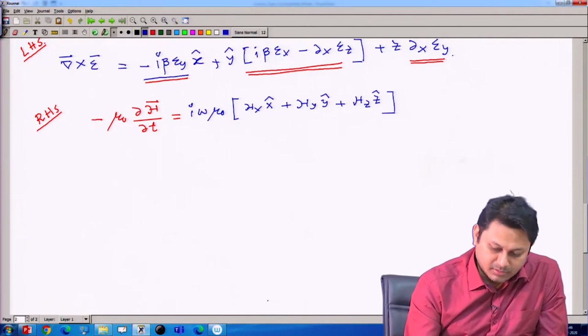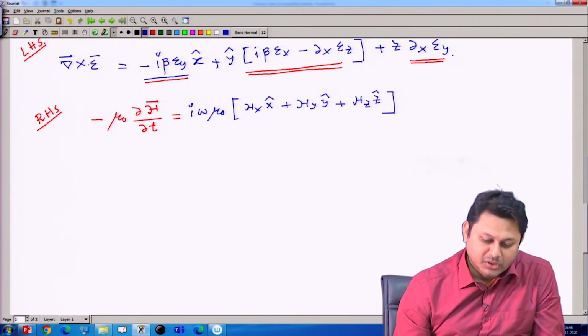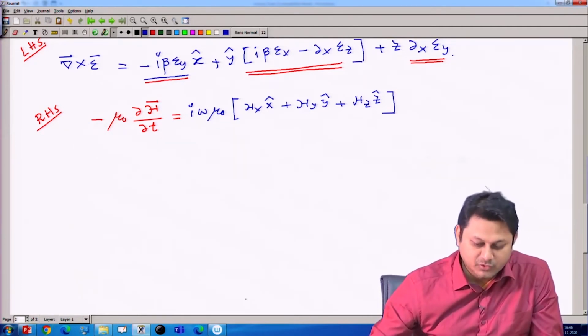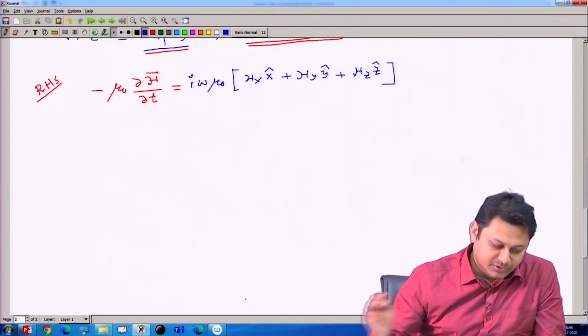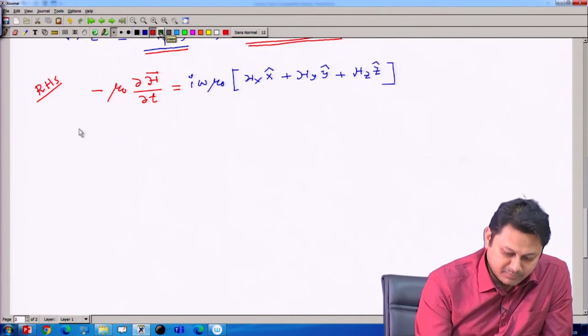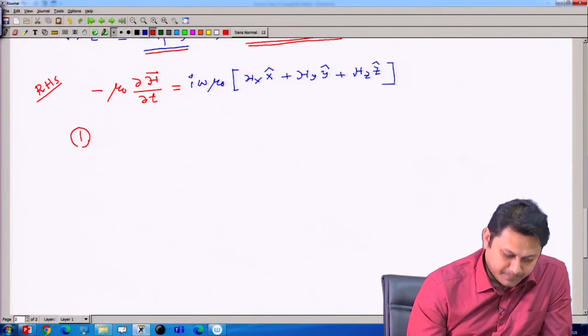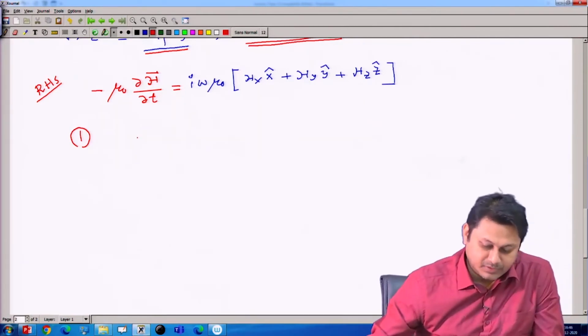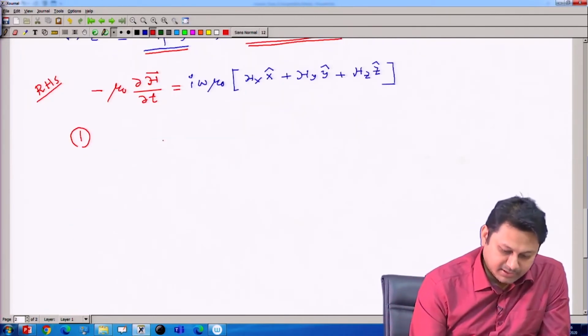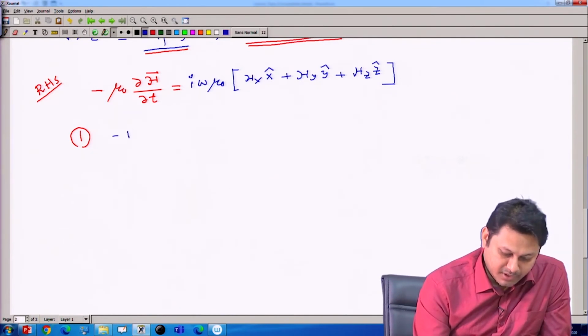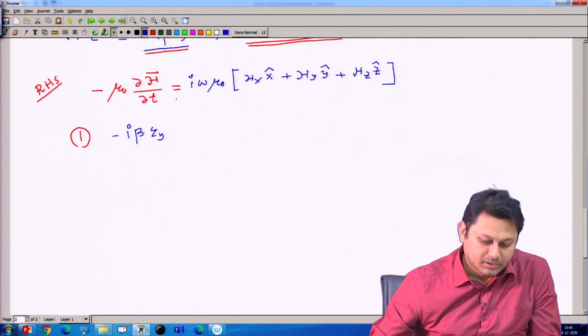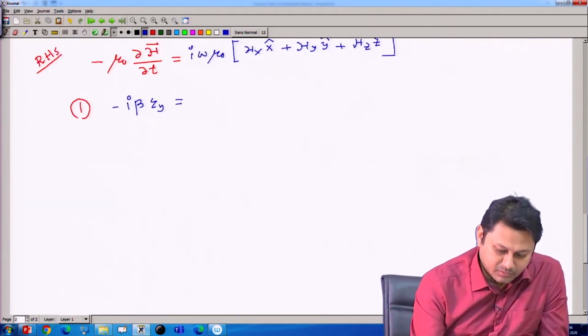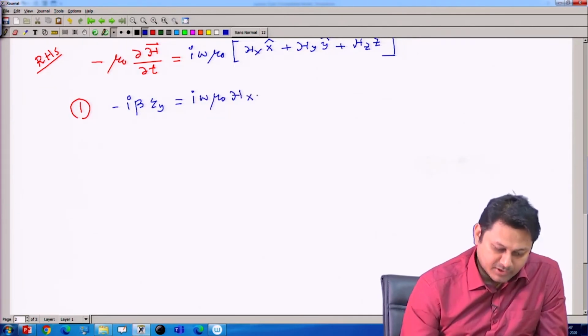Now, this left hand side and right hand side are equal. So, now we will find out what is in the x component, the y component, and the z component. If two vectors are the same, then the x, y, z components should be equal. The first equations that I have are a very important set of equations. Let me write equation 1, tallying the x component: minus i beta E y, because this is my x component here, is equal to i omega mu 0 H x.